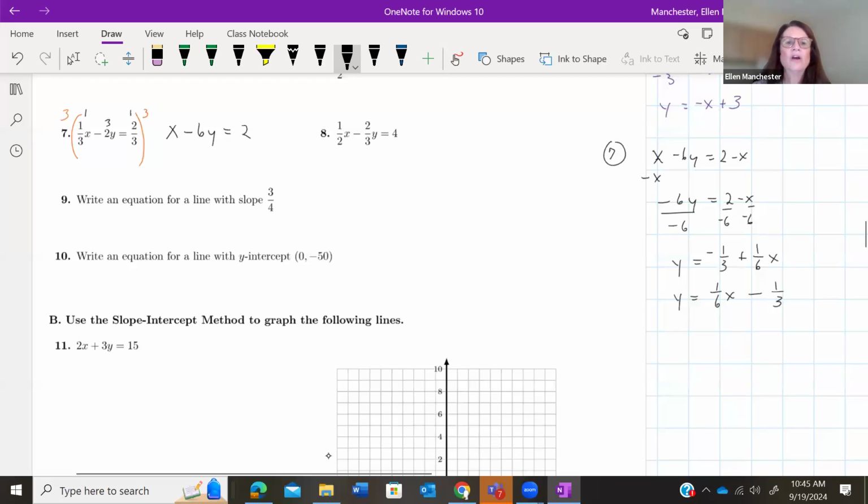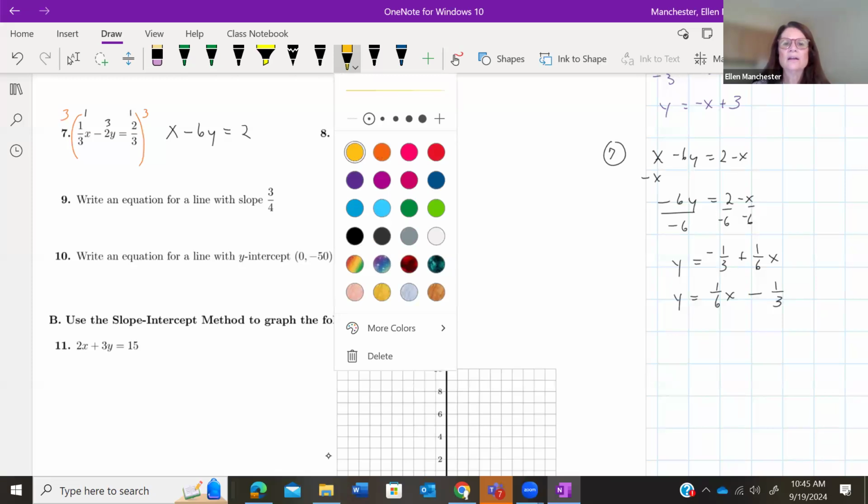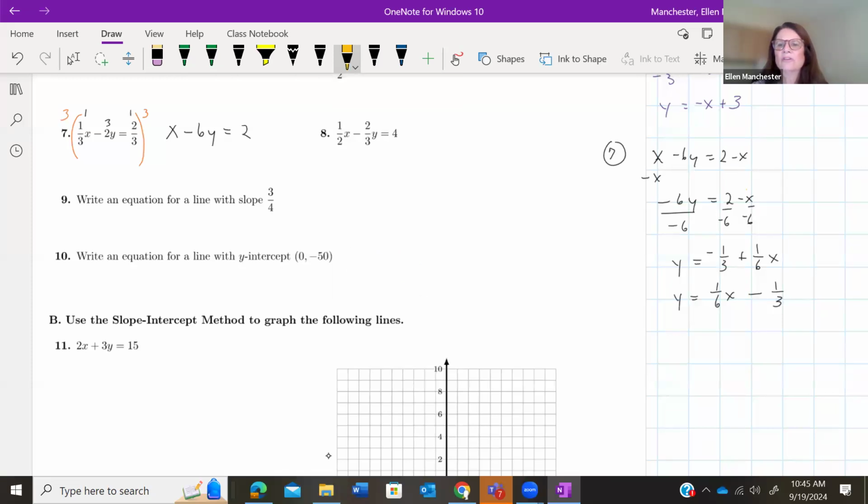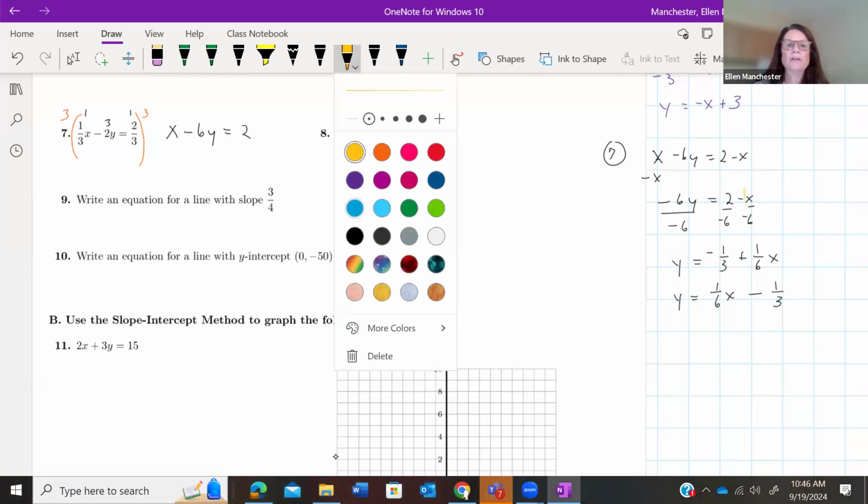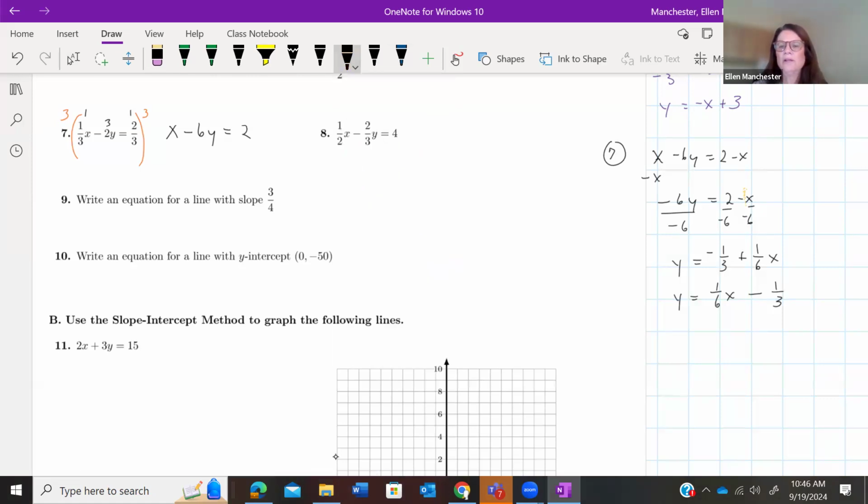Okay, so if there's no number there, there actually is a number there. It's an invisible 1. So you can rewrite any variable over a denominator as 1 over whatever that denominator is. Okay, so on number 7, what's your slope?